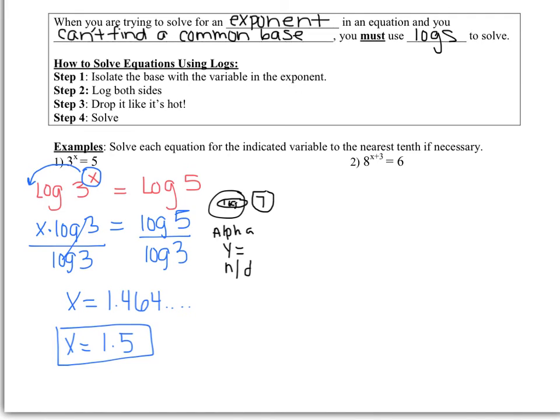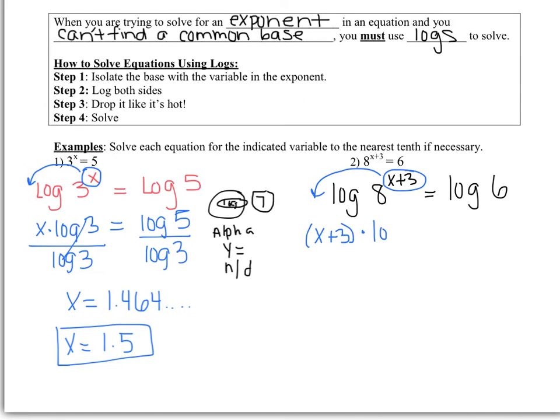So let's write that down. We're going to log 8 to the x plus 3. We're going to log 6. Then we're going to use properties. Take the power, drop it like it's hot. So x plus 3, this whole thing, times log of 8 equals log of 6.